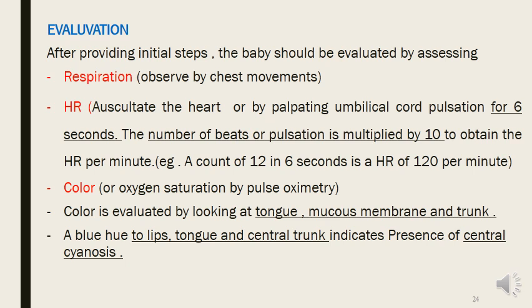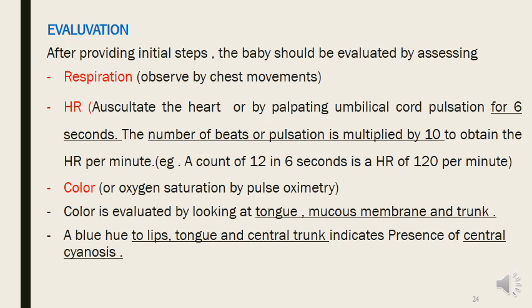The baby should be evaluated by assessing their respiration, heart rate and color. The respiration is evaluated by observing the infant's chest movements. So the respiration we can evaluate by observing the chest movements of the baby, and then the heart rate.